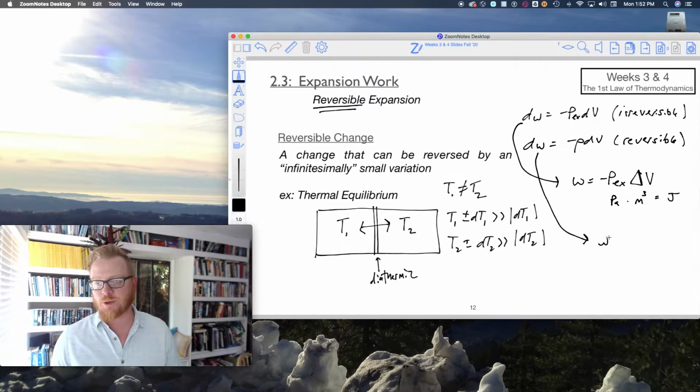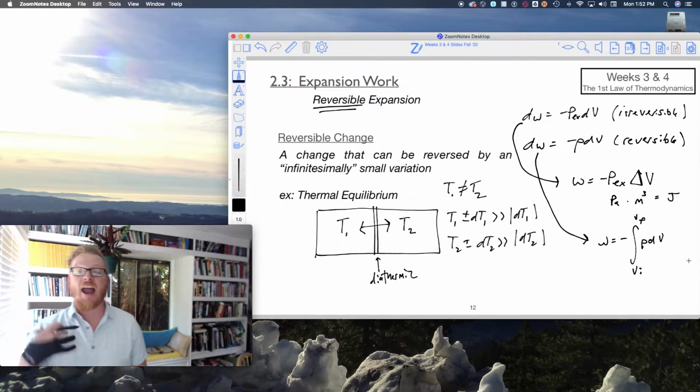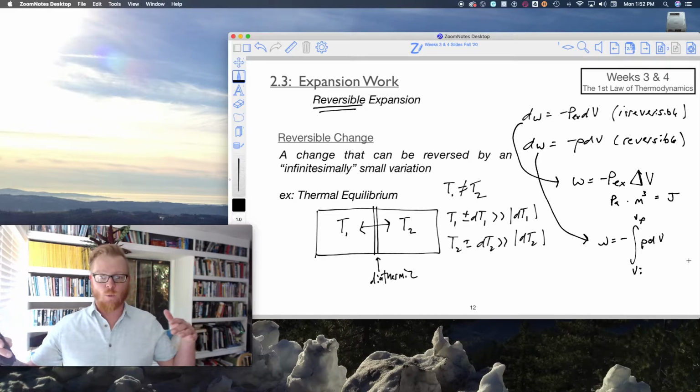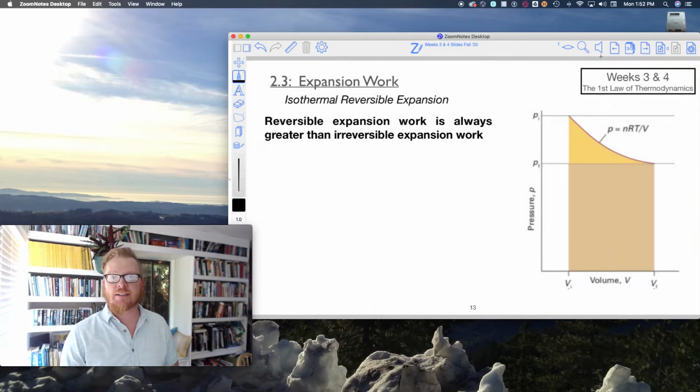Aha, well what I have to do is the following. Work equals negative integral P dV integrated from volume initial to volume final, and I can't pull the P out of that integrand. I have to actually integrate it. So that represents how we calculate the work done reversibly versus how we calculate work done irreversibly. So let's keep going and do an example here.